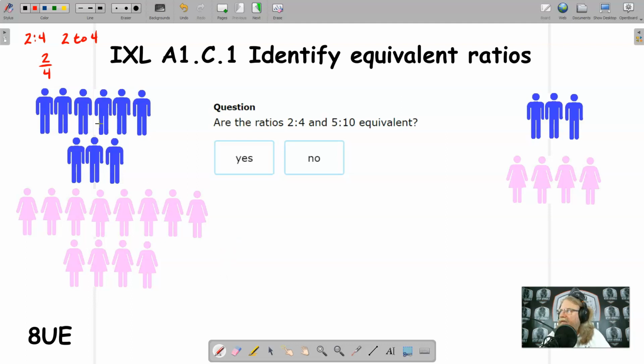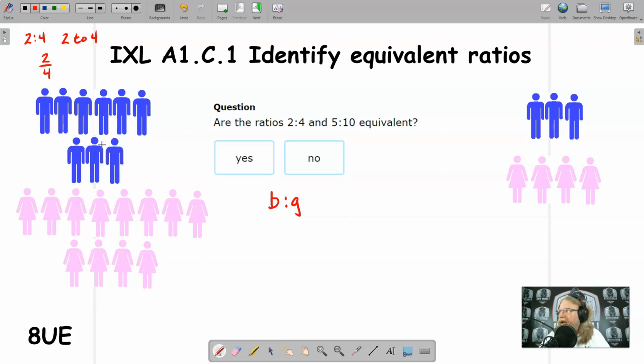Over on the left I have, it looks like, 9 boys. Let's write boys to girls, because order does make a difference. If we're going to list the boys first over on the left, we need to list the boys first over on the right. Otherwise, we end up messing things up.